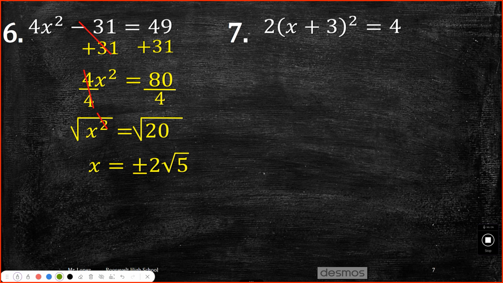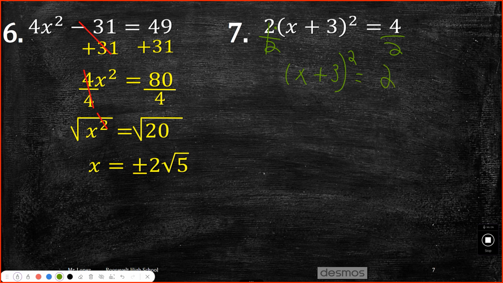I got to get rid of this 2, first of all, for sure. So what's the opposite of times, everybody? This is the way I'm going to do this problem. X plus 3, that's squared. I'm just going to do inverse operations here.